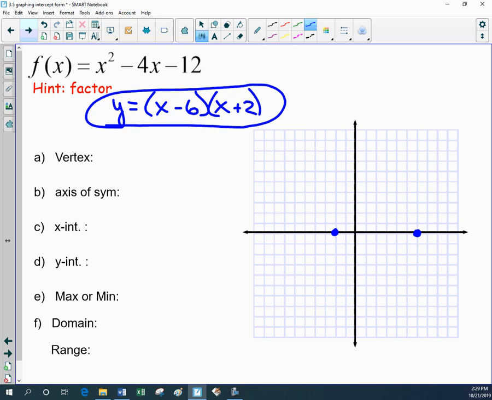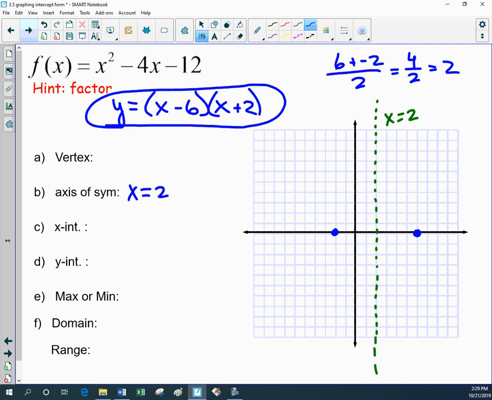The axis of symmetry would be halfway between positive 6 and negative 2. So if I add those together, 6 plus a negative 2 divided by 2, so I get 4 divided by 2, which is 2. So the axis of symmetry, so halfway between those 2 points, is right here. So x equals 2, which means that the x-coordinate of the vertex is 2.